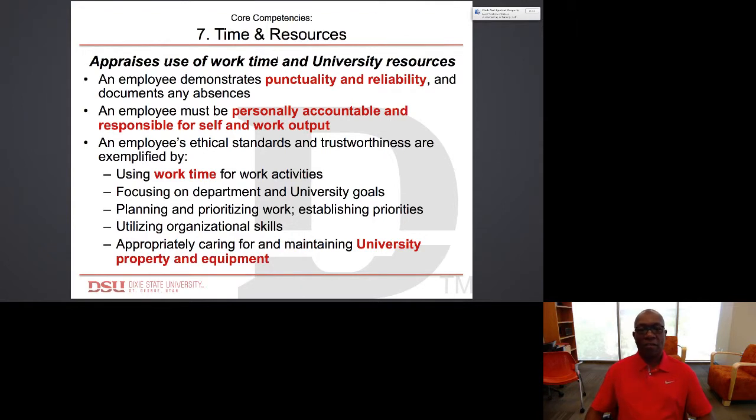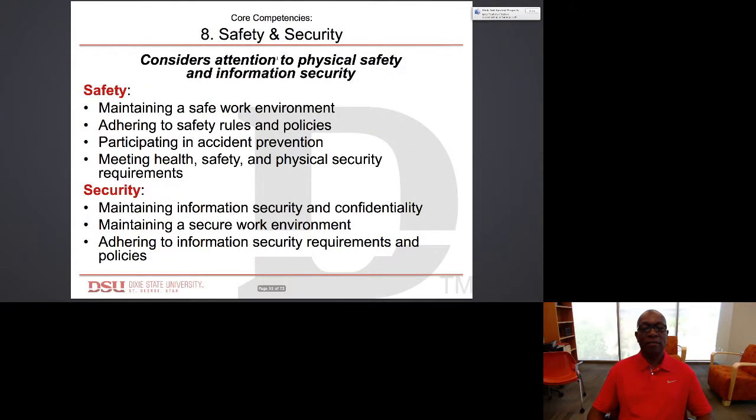Our seventh core competency, time and resources, appraises use of work time and university resources. An employee demonstrates punctuality and reliability and documents any absences. The employee must be personally accountable and responsible for self and work output. An employee's ethical standards and trustworthiness are exemplified by using work time for work activities, focusing on department and university goals, planning and prioritizing work, establishing priorities, using organizational skills, and appropriately caring for and maintaining university property and equipment.